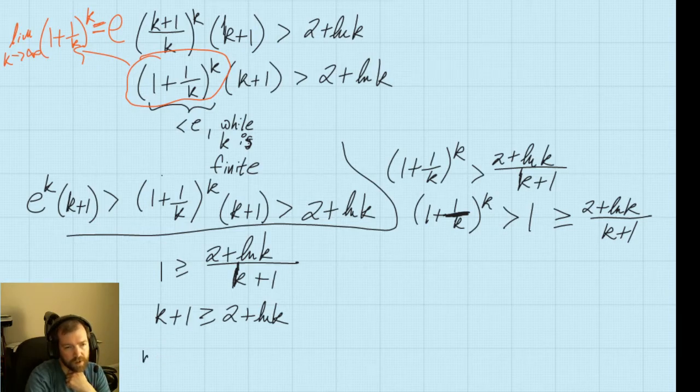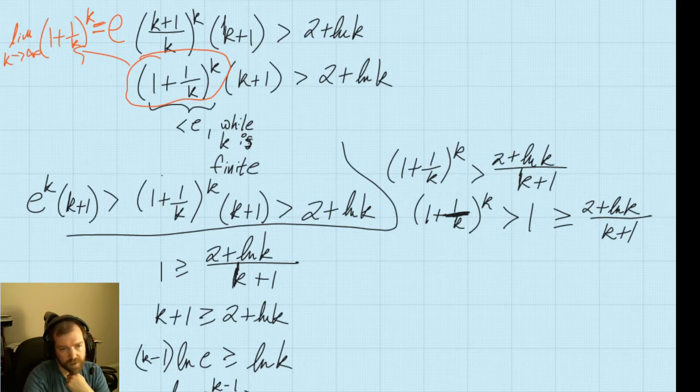So this is the same as k plus 1 times the natural log of e greater than or equal to 2 plus... Minus 1. Minus 1. Greater than or equal to the natural log of k. This can then go up as an exponent. This is the natural log of e to the k minus 1. It's going to be greater than or equal to the natural log of k. Yeah, I just did the exact same thing. Never mind.